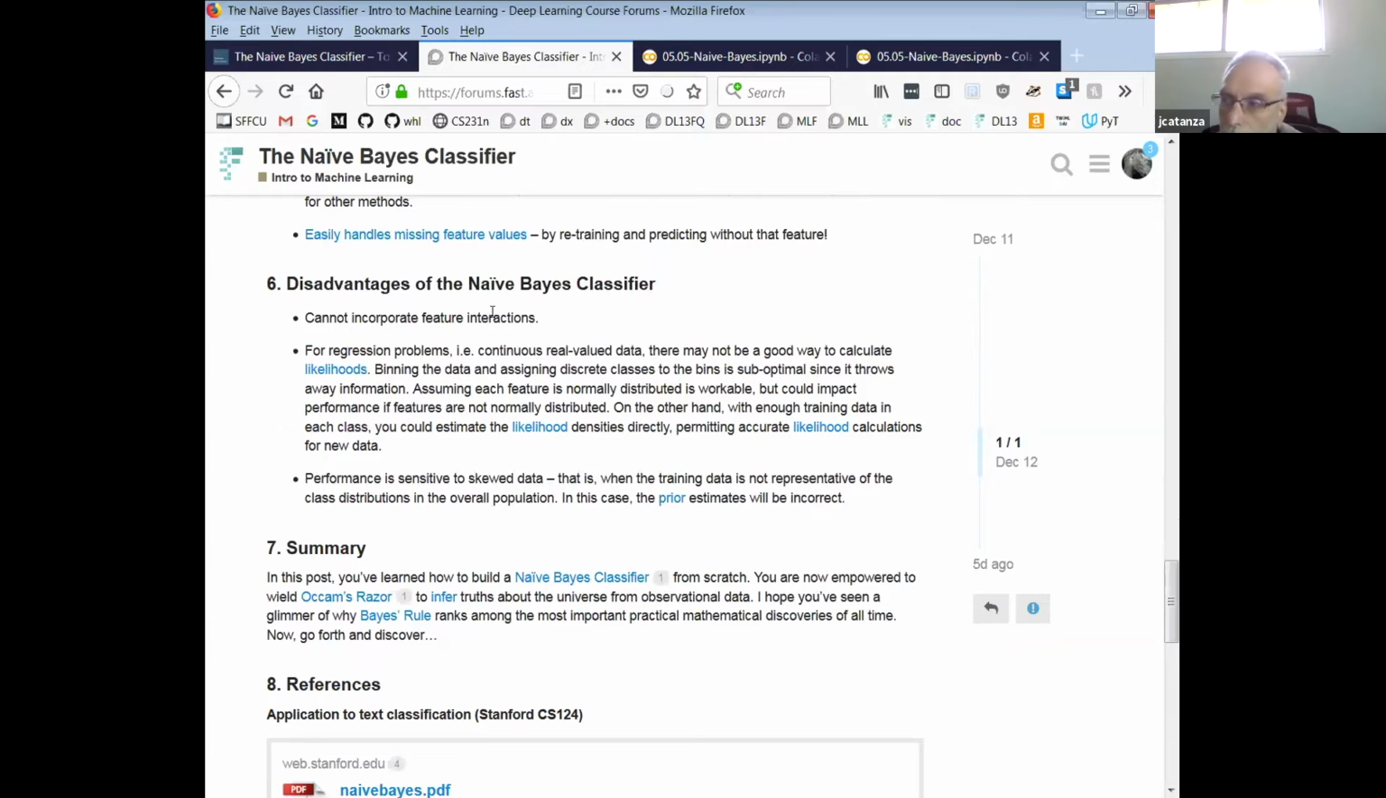Disadvantages are that it can't incorporate any feature interactions, because your assumption is that the features are independent of each other. So that could be a showstopper in cases when you have highly nonlinear models that have feature interactions.